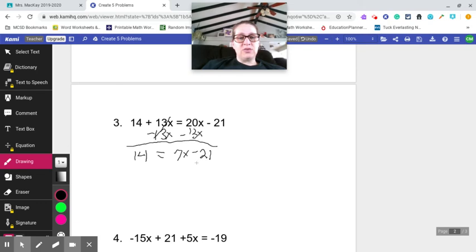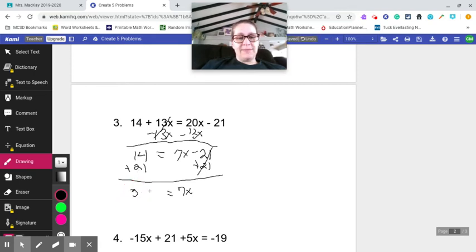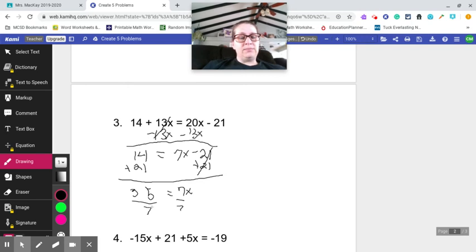Okay, now I'm going to add 21 to both sides because I want to get the x by itself. These cancel each other out. Leaves me with 7x on this side. 14 plus 21 is 35. Divide both sides by 7. And that gives me that x equals 5.